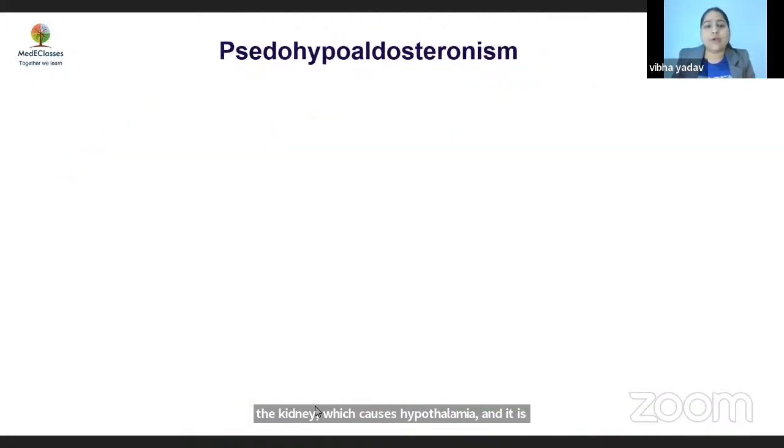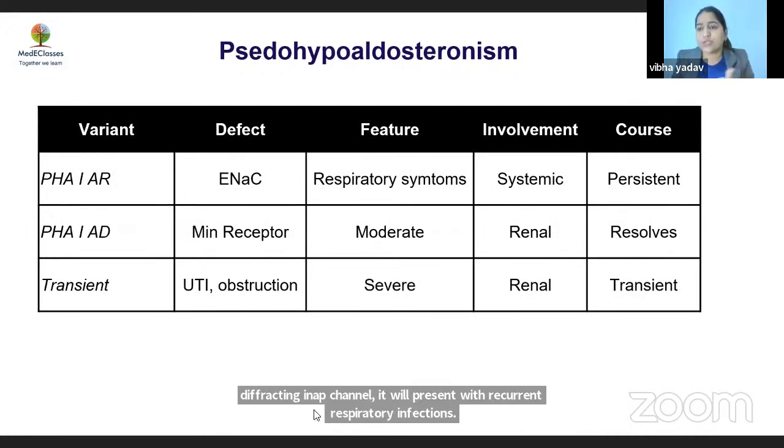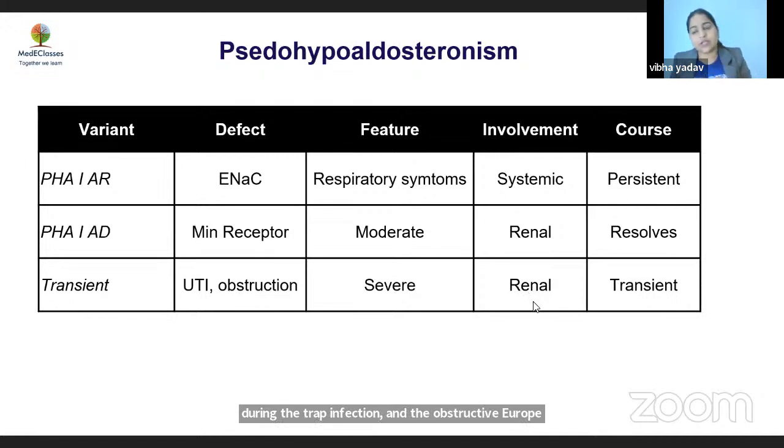So, if I want to conclude all these three, there is a table. If there is a defect in the ENaC channel, it will present with recurrent respiratory infections along with loose motions and rashes, and it is a persistent condition. The patient will come to you again and again, and get admitted. If there is a defect in the mineralocorticoid receptor, it is a moderate condition. Only the renal manifestations will be there and it will resolve. And if there is a urinary tract infection and obstructive uropathy, it will only involve the kidney, and it is a transient condition.